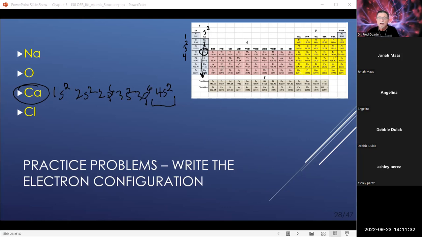All right, now we have chlorine, which is right here. Chlorine is in the 5th column of the P block. It is in the 3rd energy level, 1, 2, and 3. So that last is 3p5. I have 3p5 for the outermost shell, and then the others are full: 1s2, 2s2, 2p6, 3s2. And that is the electron configuration for chlorine, which has 17 electrons.